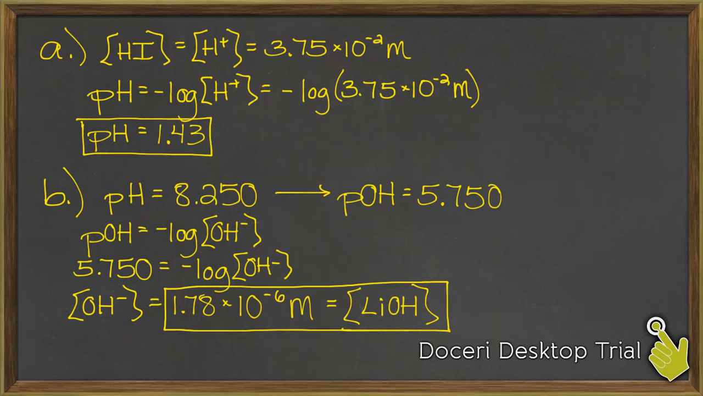And because lithium hydroxide releases just one hydroxide ion, they're in a 1-to-1 ratio. These two molarities are equal to one another. That would not be the case if this base was like calcium hydroxide, but since it's a base that only contains one hydroxide ion, they are in fact equal.